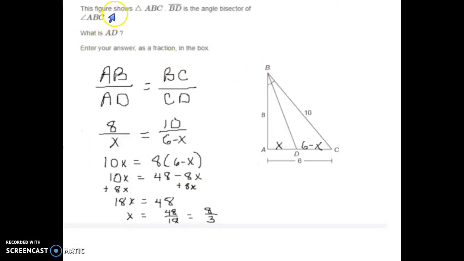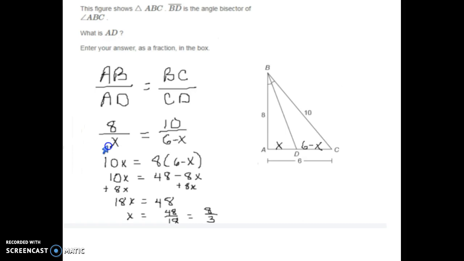And the last one, the figure shows that triangle ABC, BD is an angle bisector. So we got an angle bisector again. What is AD? So same proportion. AB over AD is BC over DC. But they give you 6 here. So we're looking for AD. So AD is going to be our x value. I'm going to call that x. And then if the whole is 6, then I know this segment here has to be 6 minus x. So that way we only have one variable.